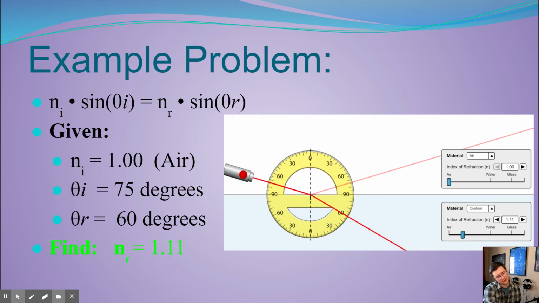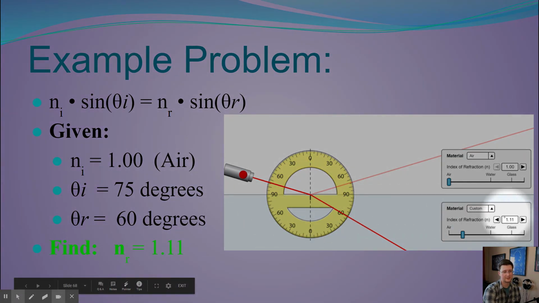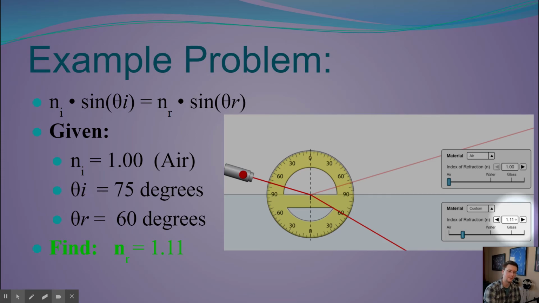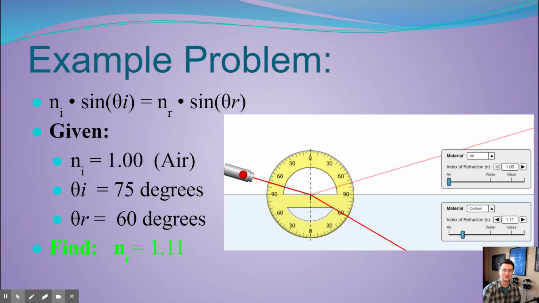But you can see now, it goes to about that 60-degree mark, which matches what we have. And you can even see on that diagram that I have there, we have our index of refraction at 1.11. So it's nice that that tracks for us, and our answer matches what we should expect.